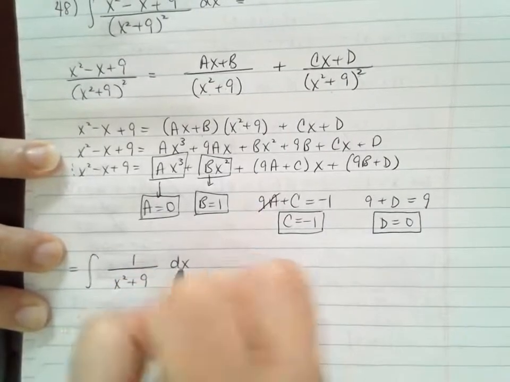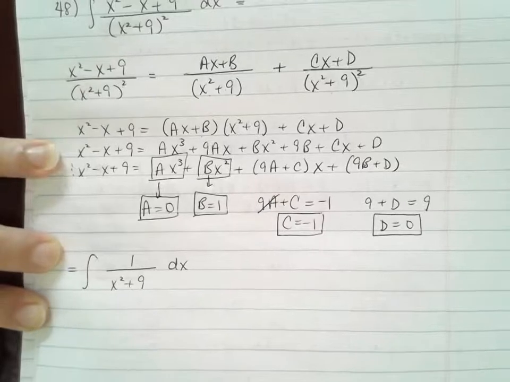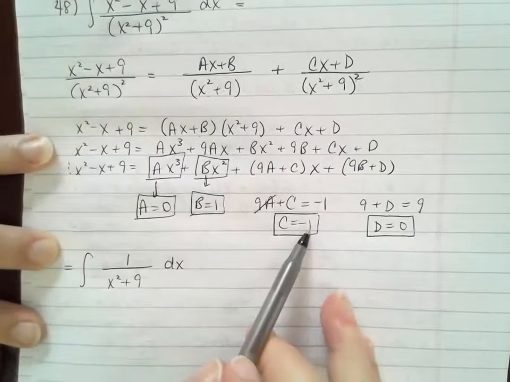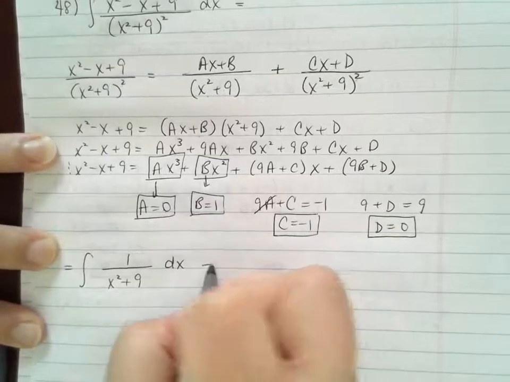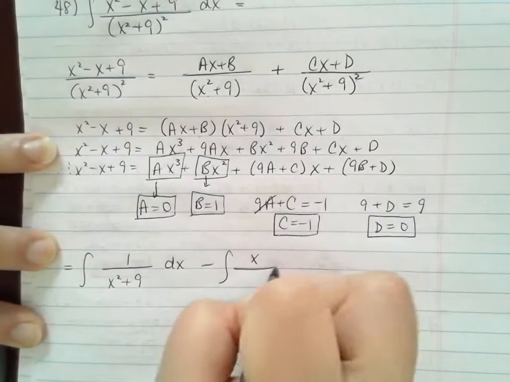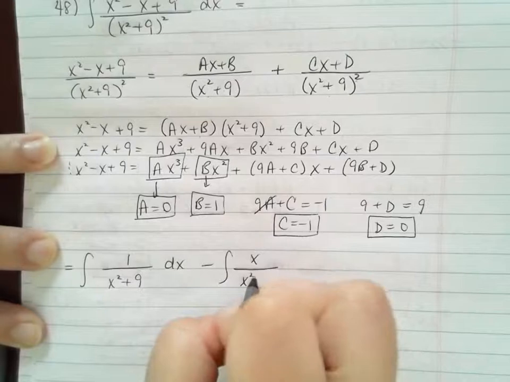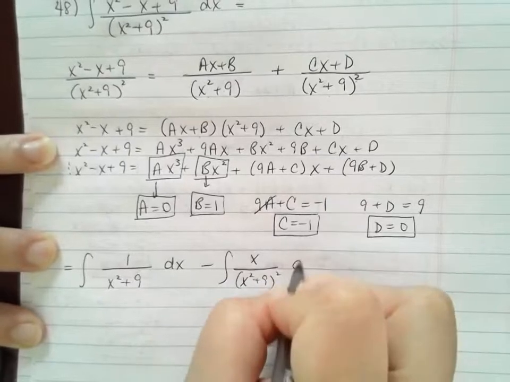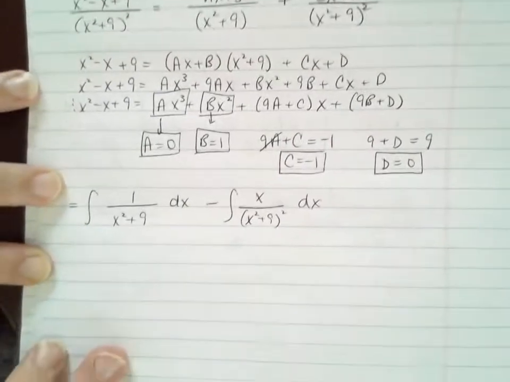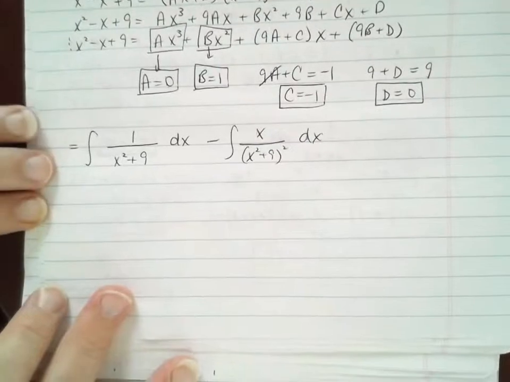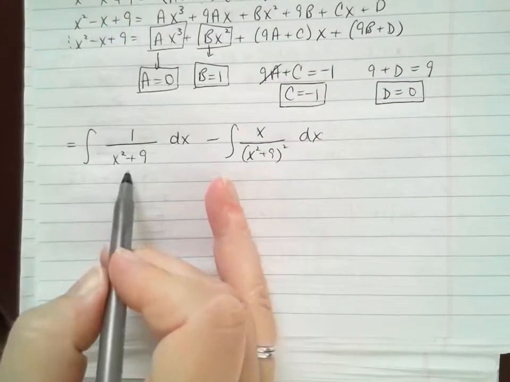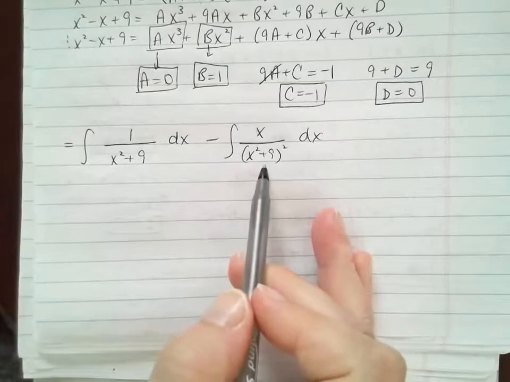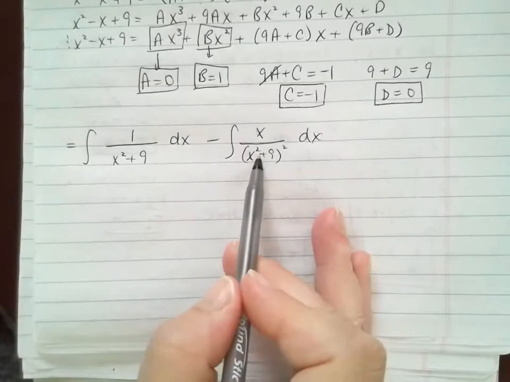And I'm going to automatically separate it into two separate integrals. Minus 1x plus 0 over x squared plus 9 squared. These integrals look awfully similar, but they are solved very differently. The first one is an inverse tan function. The second one is a u sub because the numerator is 1 degree less than the denominator.